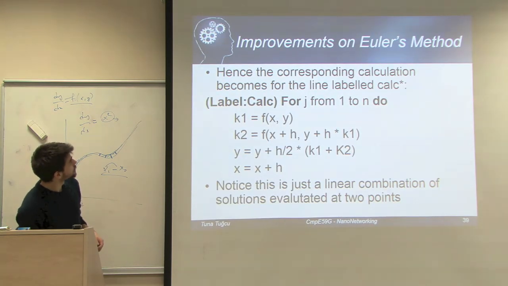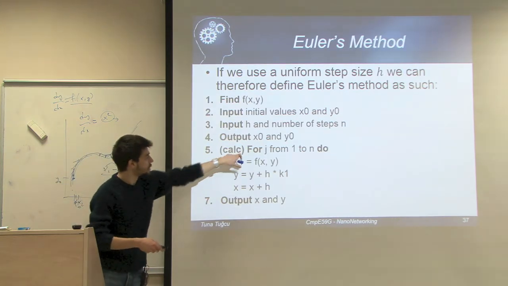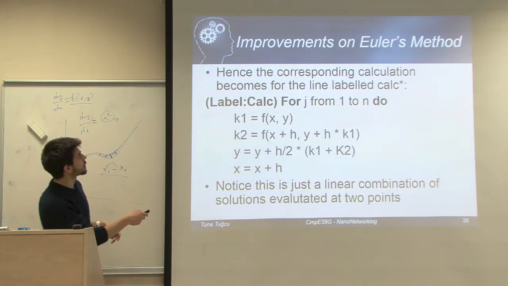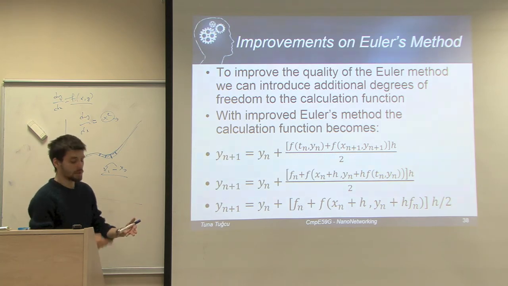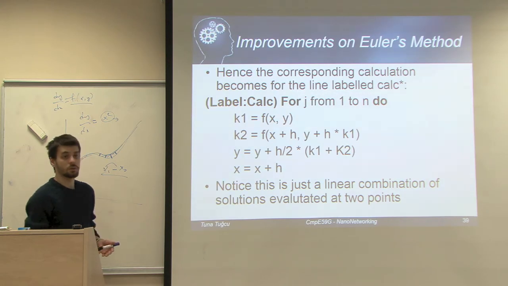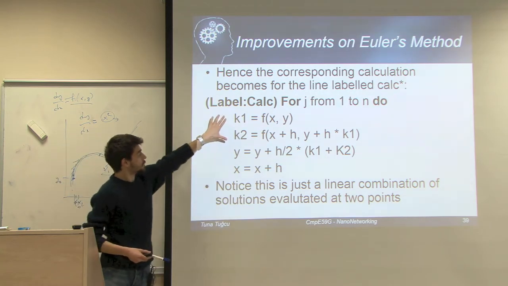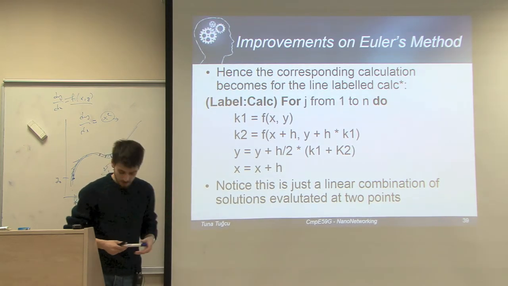How would we calculate it? I'm just showing you this part, the calc label, and if we change it like this, we just compute k1 and then compute k2. k1 is actually this part, and for k2 we need to do all of it, of course, because we need two steps at each iteration. Then we just compute y from k1 and k2, and we just iterate x over h. We have one more computation done per loop, but we have much higher precision.